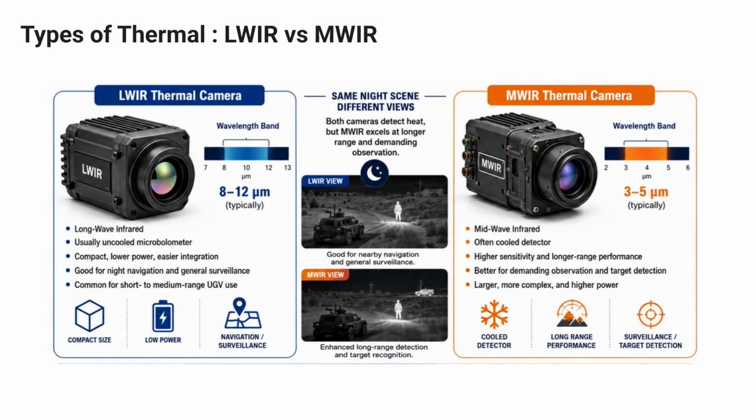MWIR stands for mid-wave infrared and typically operates in the 3 to 5 micrometer range. These cameras often use cooled detectors, which provide higher sensitivity and better long-range performance. However, MWIR systems are larger, more complex, more expensive, and consume more power. In simple terms, LWIR is the practical choice for most unmanned ground vehicle navigation needs, while MWIR is preferred for long-range surveillance and target detection.